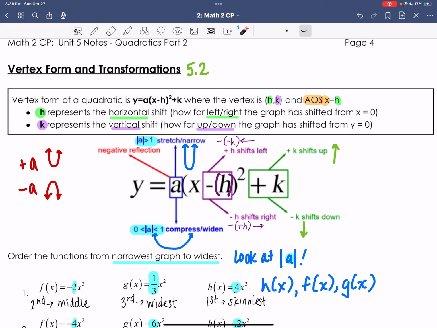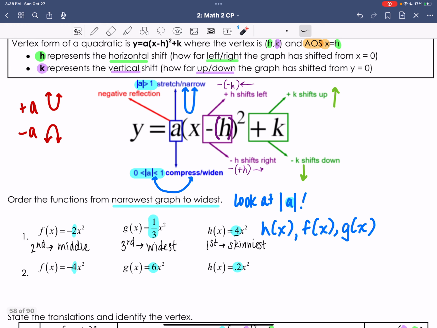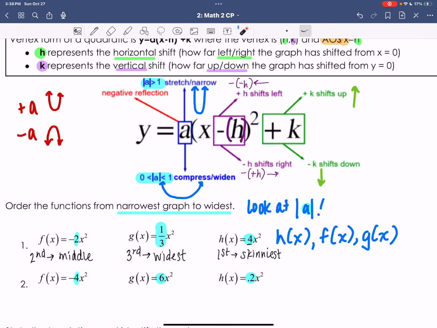All right, so h represents the horizontal shift, which is basically how far right or left the graph has shifted from x equals 0. K represents the vertical shift, which is how far it's either gone up or down from y equals 0. So you usually start at 0, 0, and any change from there is considered a shift or transformation. All right, so now here's the formula. Definitely make sure you get all these parts written down because they are all very important to interpreting a parabola and then how it moves from the original form or the parent function.